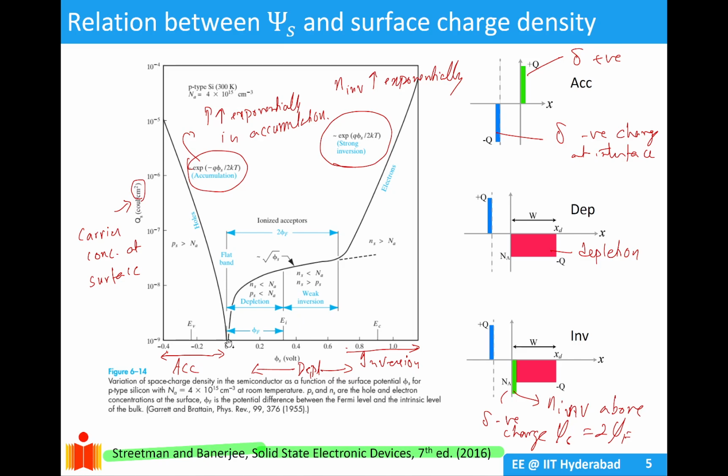So when surface potential is zero, we know it's the flat band condition. This is the Ei condition where your surface potential is equal to phi f. That is called our mid-band condition. And at threshold, your surface potential is equal to 2 phi f.